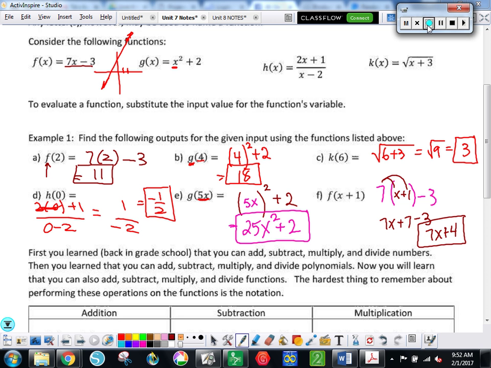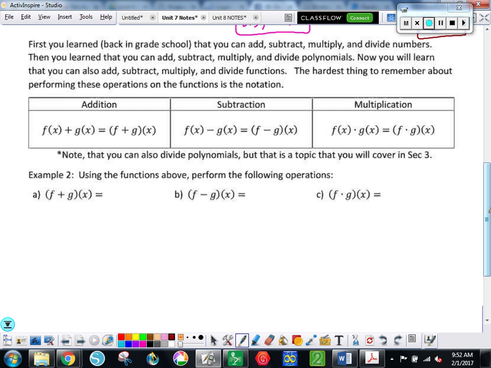All right, moving on. Now, we're going to talk about the possibility of adding and subtracting and multiplying functions. So when you started learning this, you just learned that you can add and subtract numbers, right? Multiply, divide numbers. Then earlier this year, we added, subtracted, and multiplied polynomials. Pretty much this is the exact same thing, just with really fancy writing.